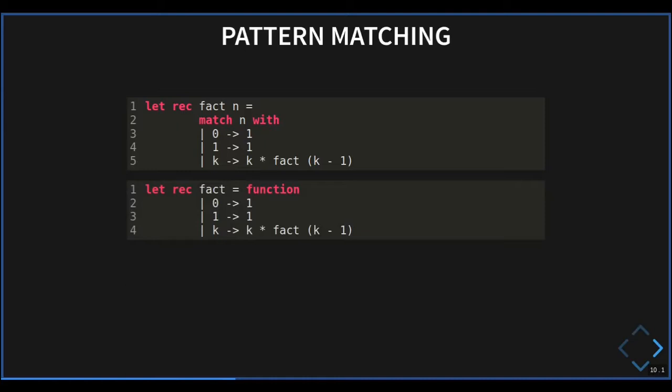And there's a shorter syntax for pattern matching. If we have a function that is doing pattern matching on its first argument, like we have in this factorial function, we can use the function keyword. And in this case, we don't provide a name for this variable, but it is automatically matched against the patterns we provide. So these two functions are equivalent.